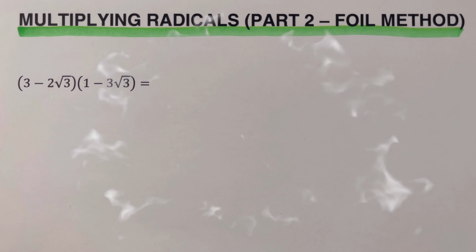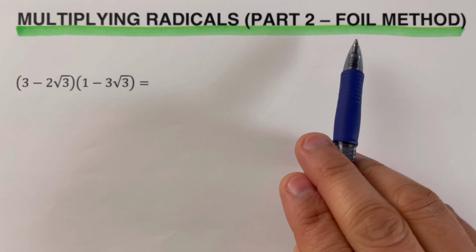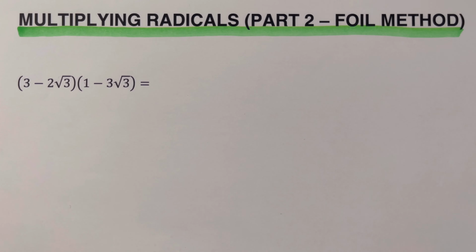Everyone, this video will focus on multiplying radicals, and this is the second part. In this part, we're going to use the FOIL method to multiply the radicals.